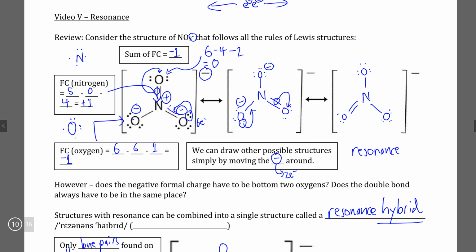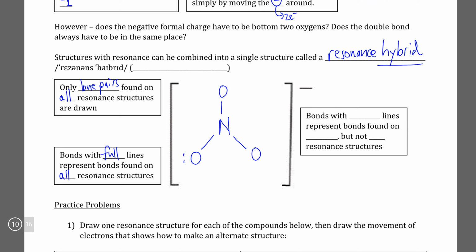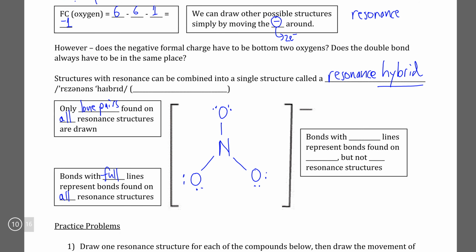So what that means is that because this oxygen here has two lone pairs in this particular structure, but three in the other two, this oxygen here does not always have three lone pairs. This is true of every oxygen because every oxygen has one possible structure where it only has two lone pairs. So in our resonance hybrid, we would only draw a maximum of two lone pairs per oxygen to signify that each oxygen has a minimum of two lone pairs.